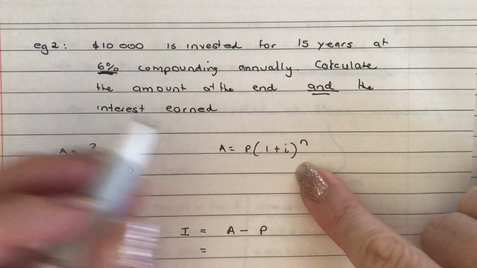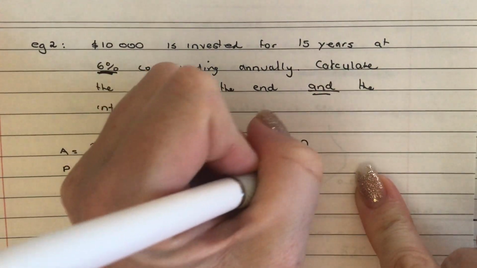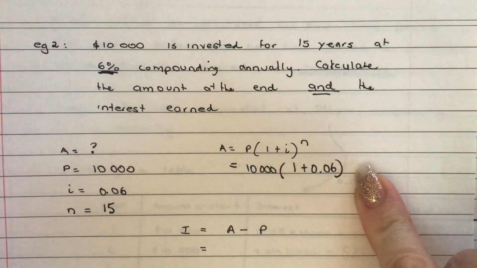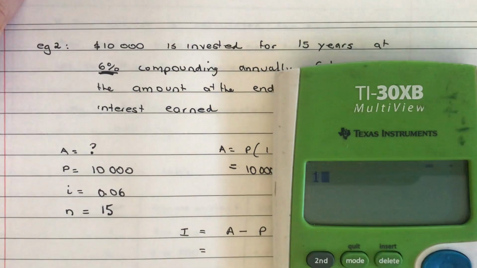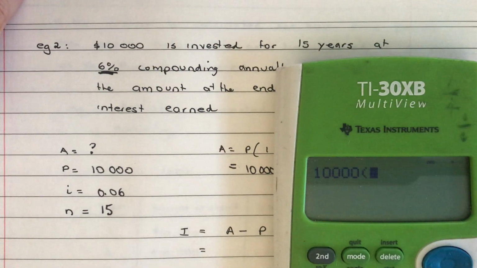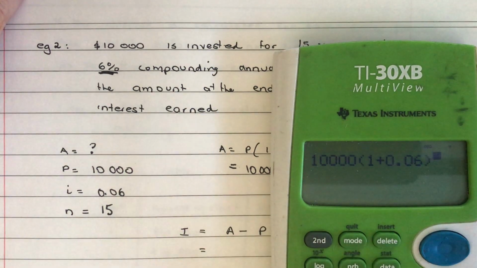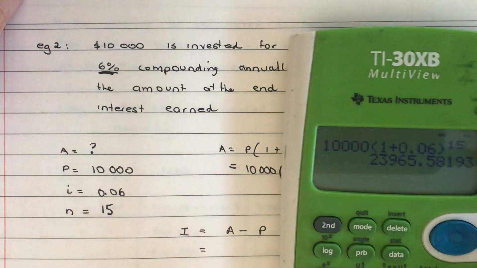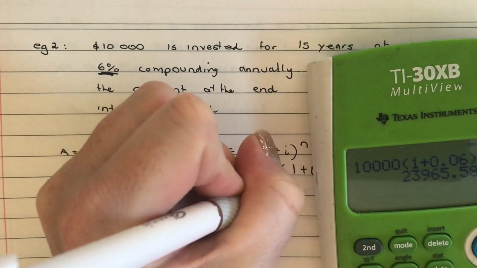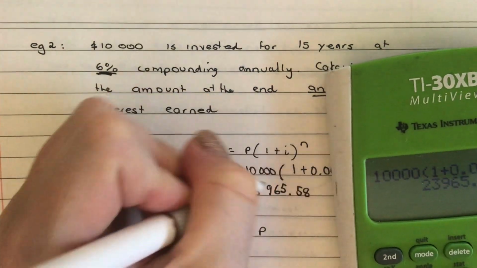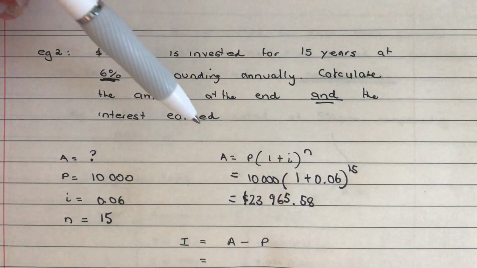So I've written my rule here. I'm going to fill in my 10,000 times 1 plus 0.06 to the power of 15. I'm going to grab my calculator and pop that in, 10,000, bracket, 1 plus 0.06, bracket, to the power of 15. And I get my answer, $23,965.58.